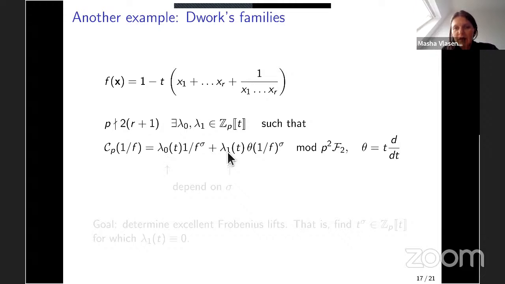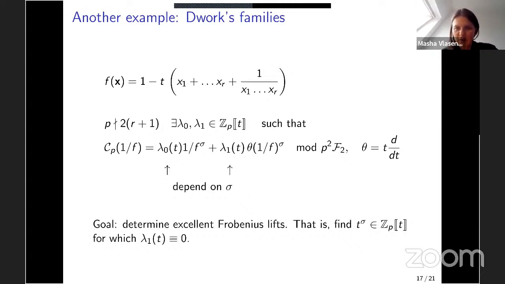But lambda 0 and lambda 1 here come from our theory. We don't know what they are explicitly, but we can work them out as in the previous example. It's just more complicated, and this is what we're going to do. Both of these functions depend on the Frobenius lift, and we would like to determine such Frobenius lifts, excellent lifts, for which lambda 1 will vanish. So again, 1 over f will be an eigenvector modulo the next step in our filtration by formal derivatives.